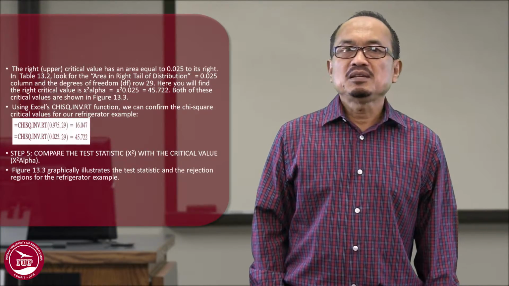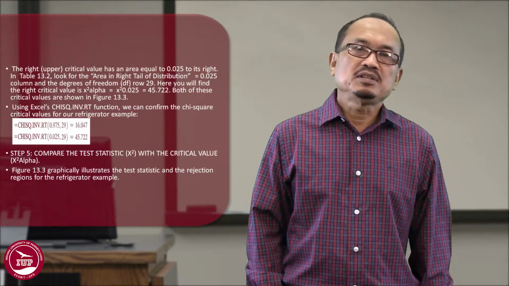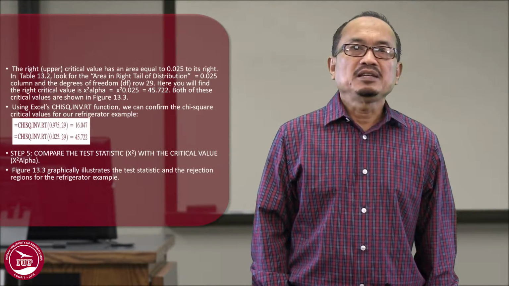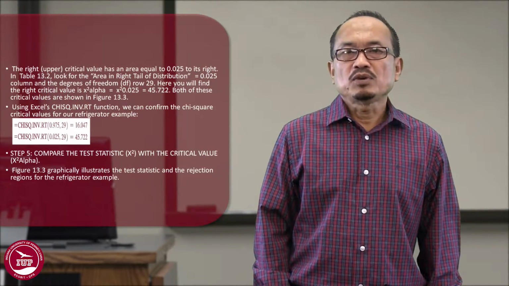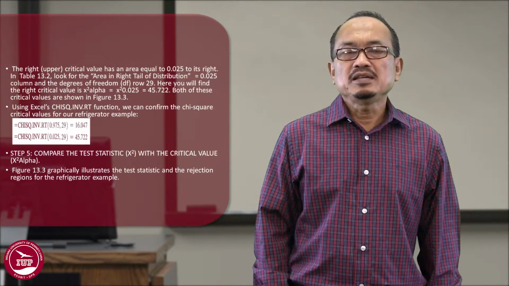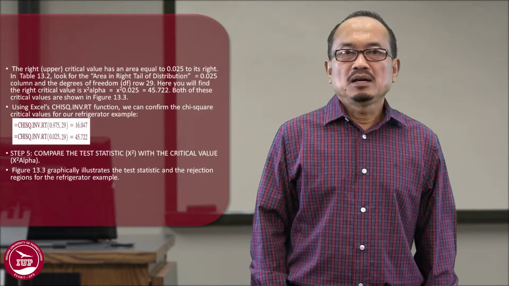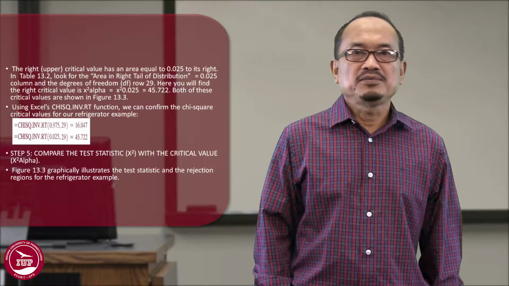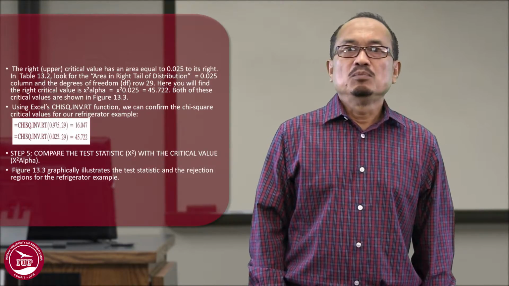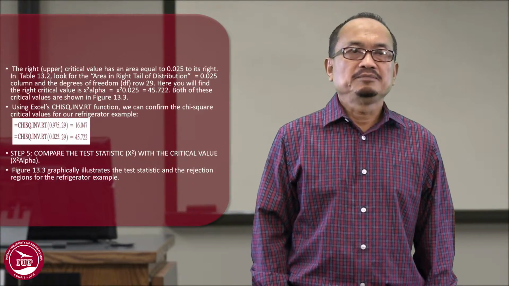The right or upper critical value has an area equal to 0.025 to its right. In table 13.2, look for the area in the right tail of distribution equal to 0.025 column and the degrees of freedom 29. Here we will find the right critical value is X squared 0.025 equal to 45.722. Both of these critical values are shown in figure 13.3.